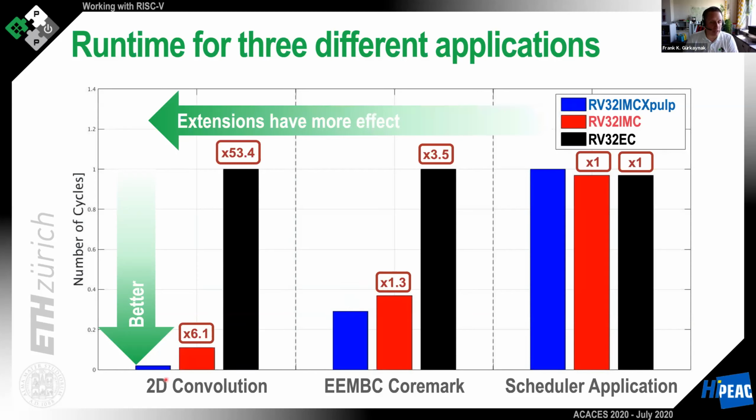And a good example is now 2D convolutions. Now the change is much, much more significant. You see, compared to the simplest processor, you have 53 times better performance with the extensions, and even compared to the simple one, you have almost an order of magnitude. So the extensions work. You have to understand what kind of application you are working on.